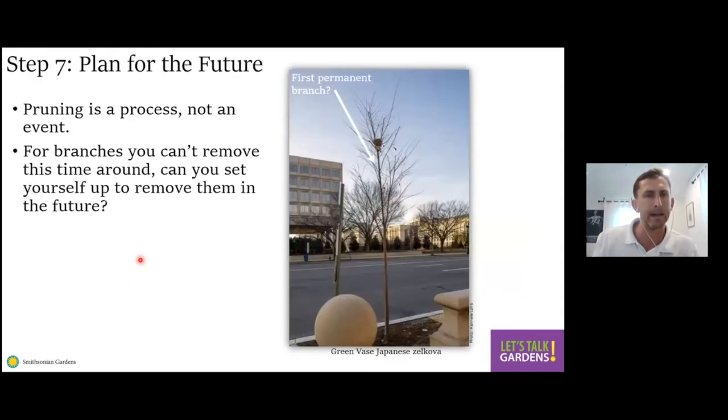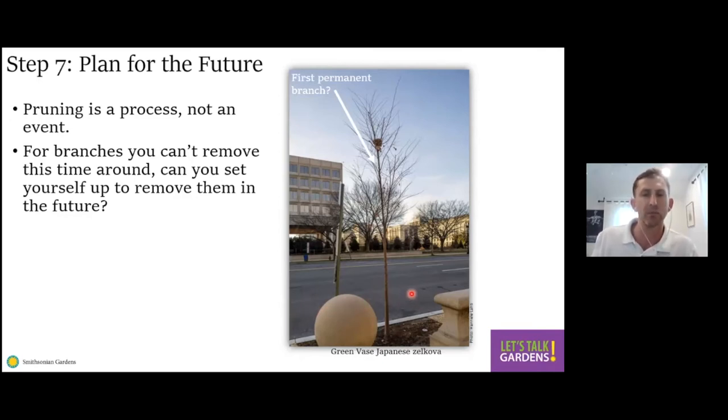So moving on to step 7, plan for the future. Pruning is a process, not an event. Here's a tree that we completed a little bit of light structural pruning on several times over the past few years. You can see most of the low branches on the tree are just temporary branches that we don't want on the tree when it's mature, because these buses driving down Independence Avenue will just crash into those branches until they get torn off the tree.